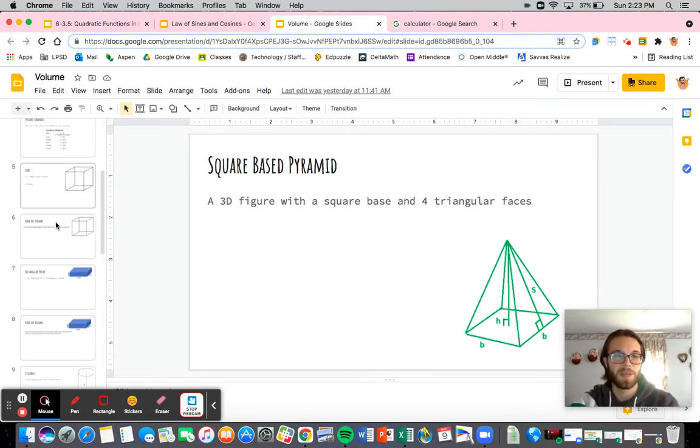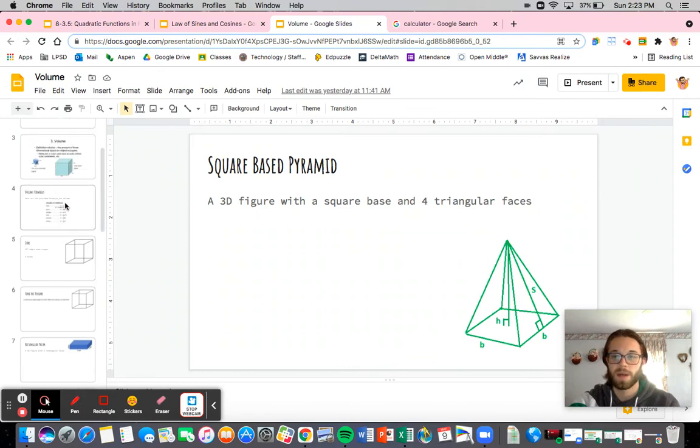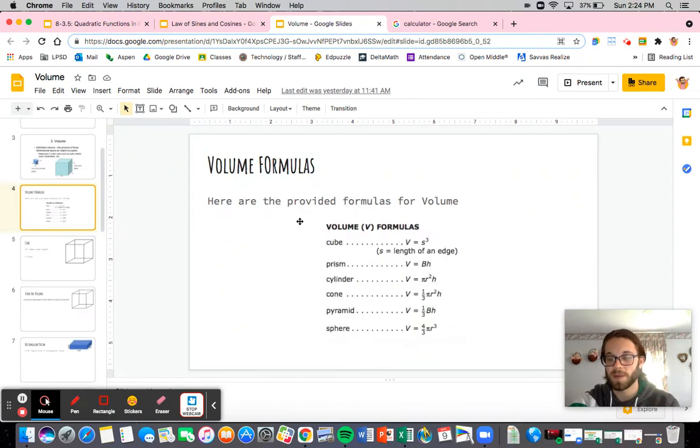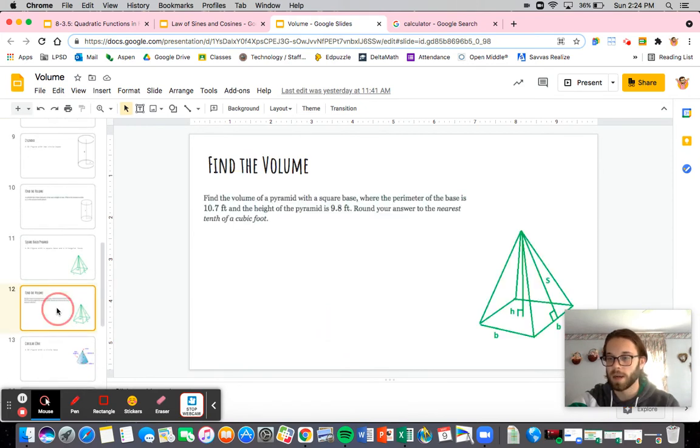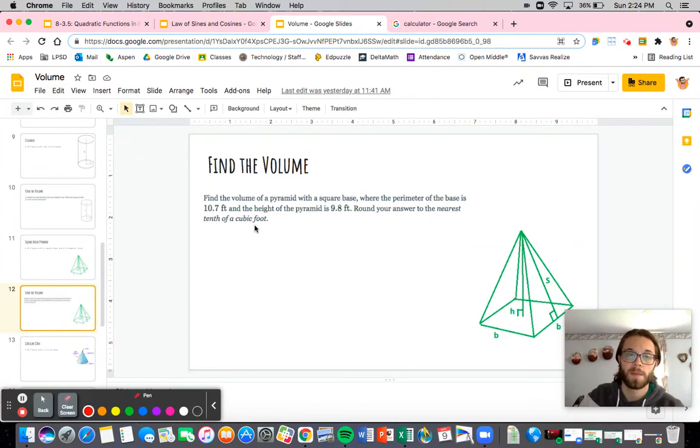So in terms of volume, this one's a little bit weird to show where it comes from. You could do out the math on it. But a pyramid is 1/3 the area of the base times the height. So again, you could look at where it comes from, but ultimately, it's 1/3 the area of the base times the height. So what do we have?